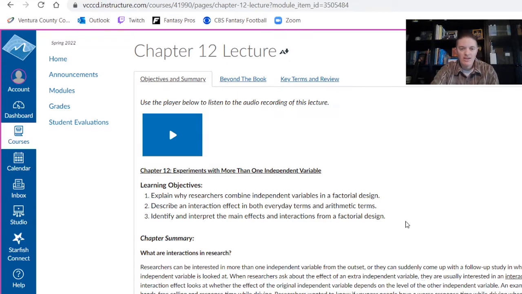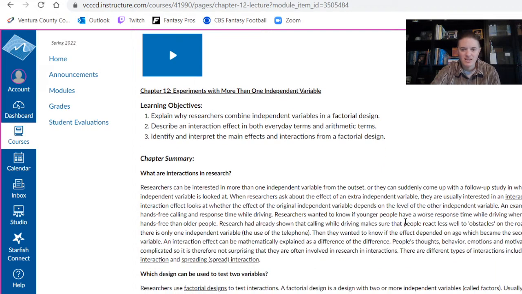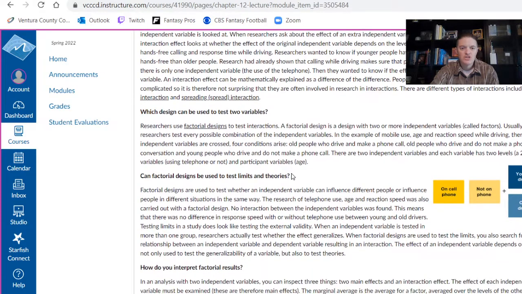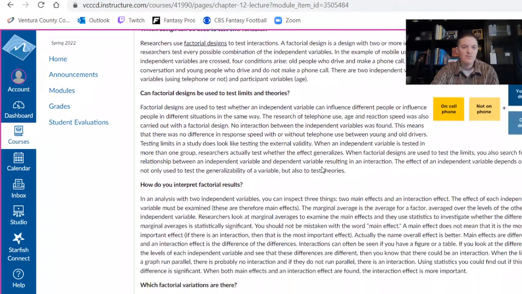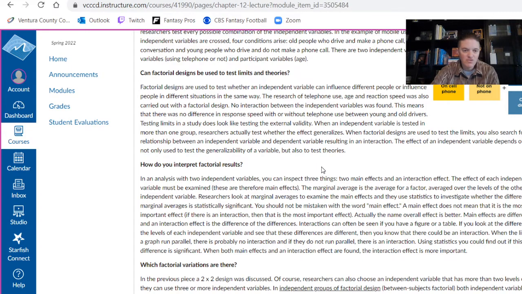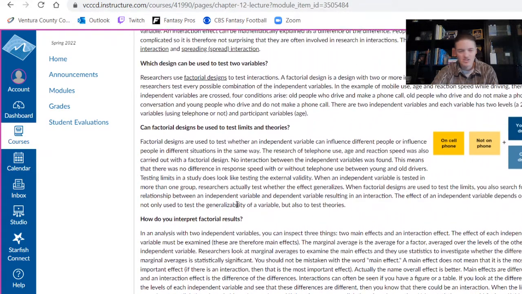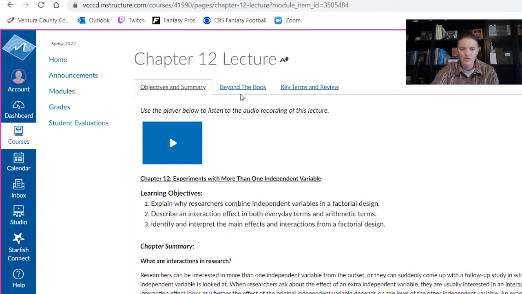So what we're looking at here is why we might add another variable. And we're going to get what are called factorial designs and interactions that can happen. So you're going to be identifying and interpreting those main effects versus interaction effects and the different components that can be present. So you'll look at interactions in research, how we can test two variables, what are some of the ways that we can use this information, interpret this information, and then you'll learn things like these little graphs and 2x2 designs and so on. So make sure you read through all of that or listen to it.